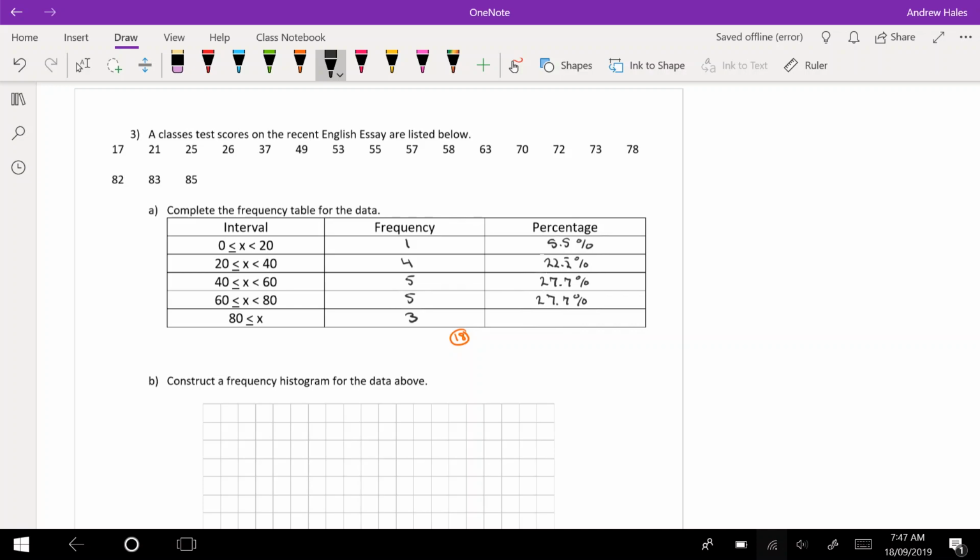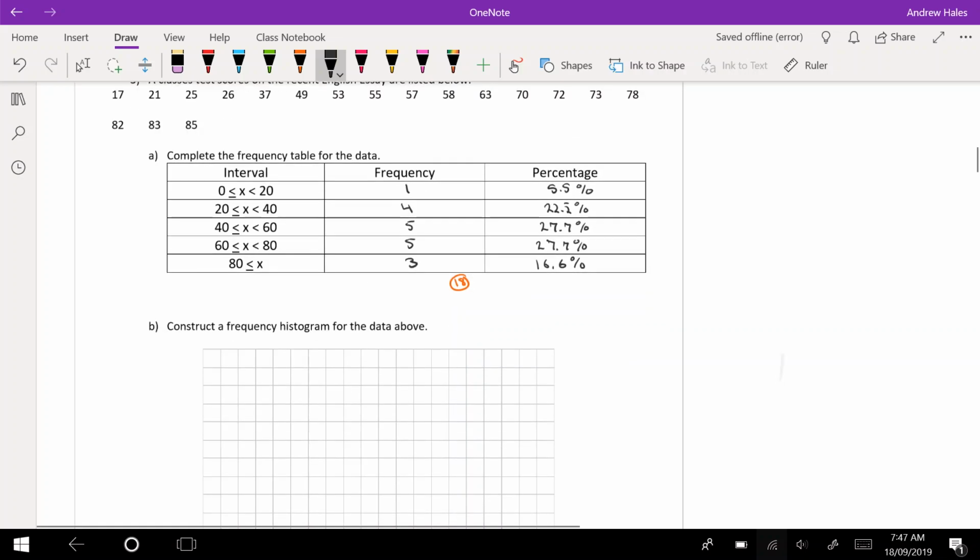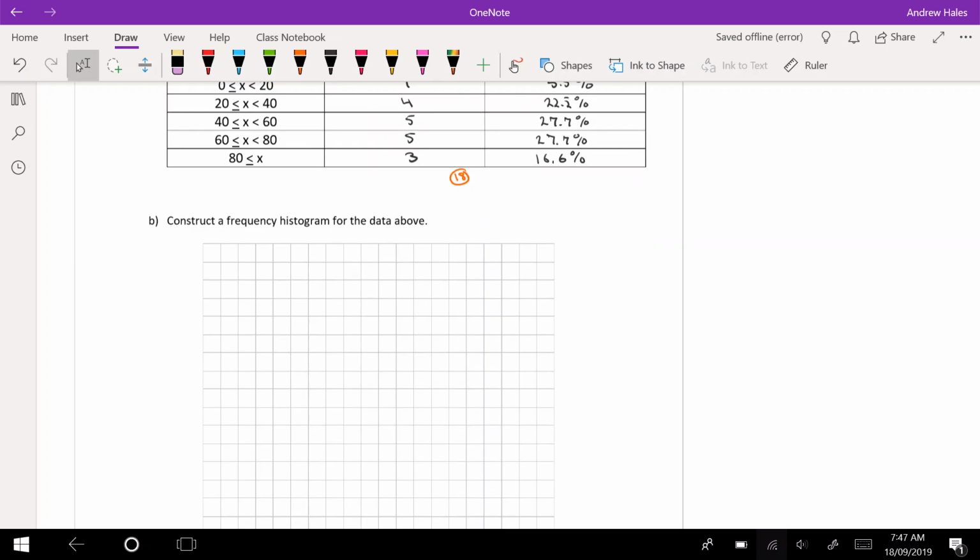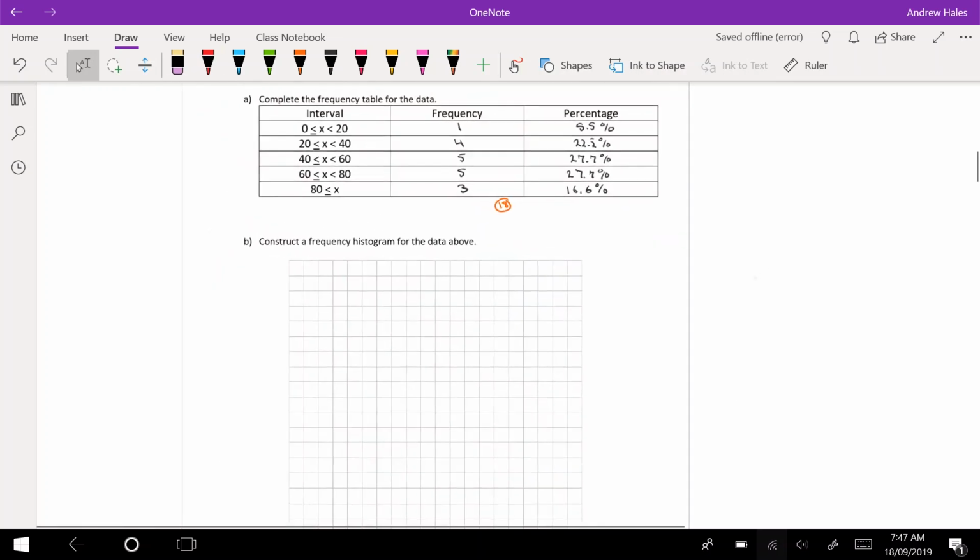And then 16.6%. I know I've gone through that pretty quickly, but I feel it's pretty trivial, where it's just filling in the intervals, and then the percentage is just the frequency number that we've got here divided by your 18, because that's your total number of data points. So now we're asked to construct a frequency histogram table for the data, and I'm just going to zoom out so I can see all my table.